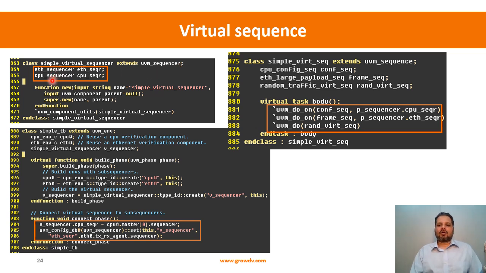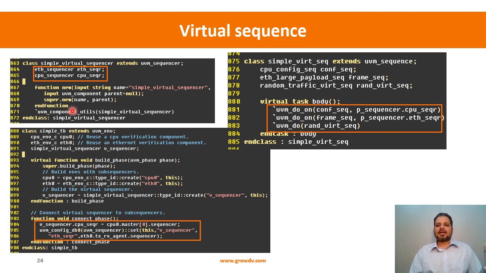And inside that, for whatever sequences we want to run, the corresponding sequencer handles must be present within the corresponding virtual sequencer. So we have the Ethernet sequencer and CPU sequencer handles present. Then, as this belongs to the component hierarchy, we have the standard name and parent inputs being passed, and then the super.new, all the boilerplate code. Then we are registering it to the factory. So this is the basic virtual sequencer definition.